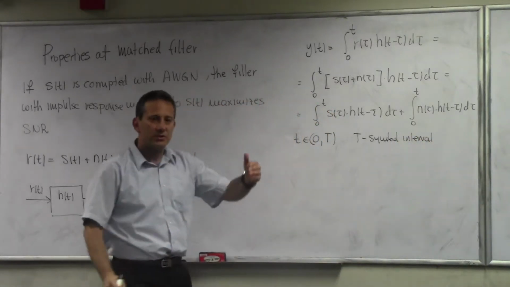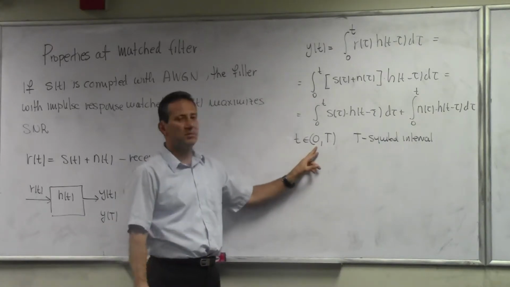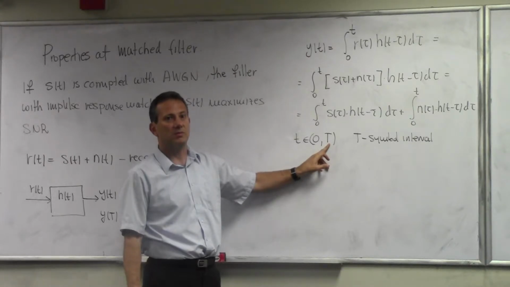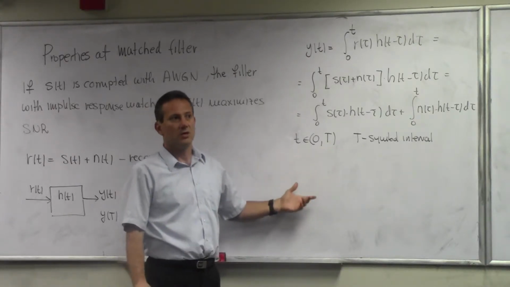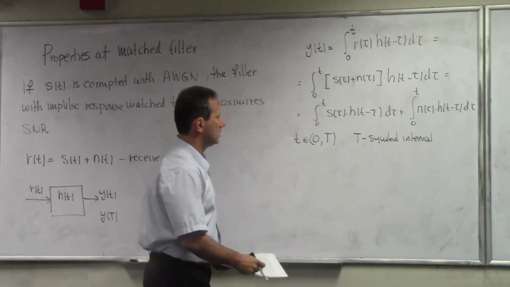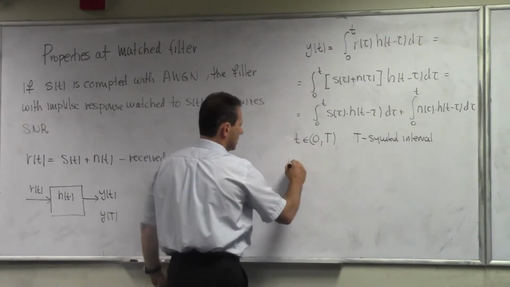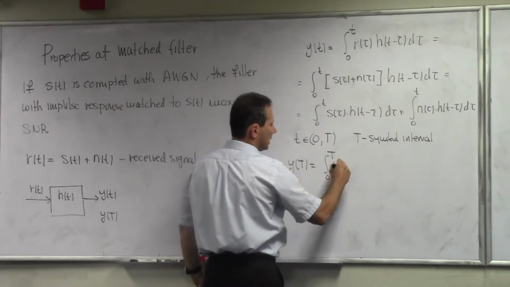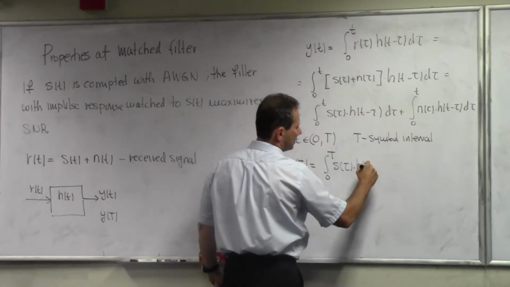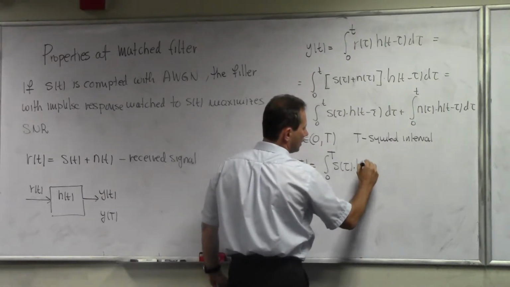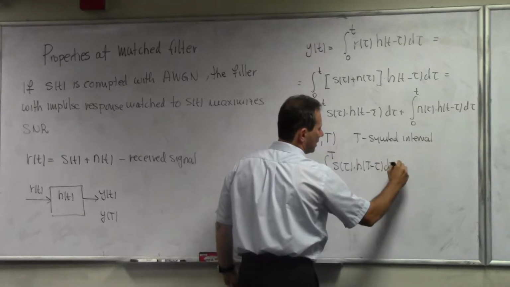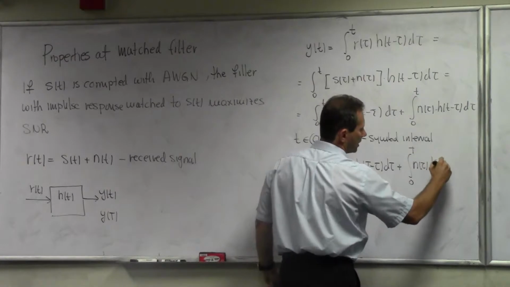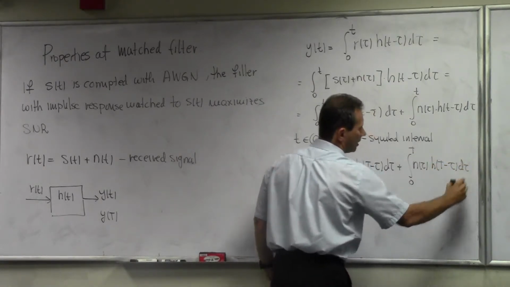So the symbol starts arriving. I designate the beginning of the arrival as 0. And then when the time T comes, that's the end of the symbol, that's where I have to make the decision. So what do I have to deal with when capital T comes? I get y of capital T is an integral from 0 to capital T, S of tau, H of capital T minus tau, d tau, and then plus an integral from 0 to capital T, N of tau, H of capital T minus tau d tau.